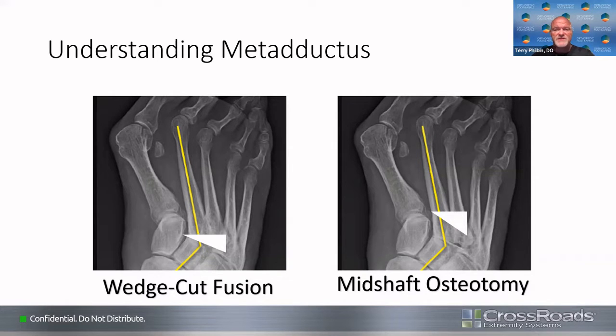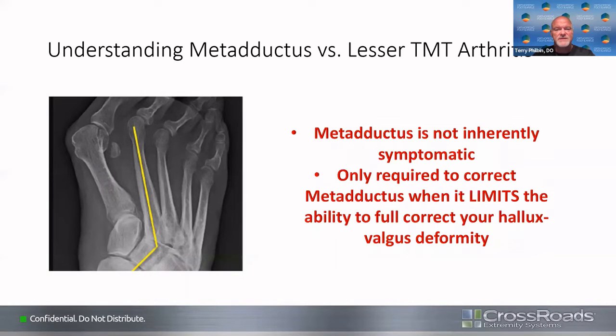One of the other things is a lot of times these patients are going to have lesser MTP pathology, and having that bone more straight is going to make it much easier to reconstruct anything that you might be doing with the lesser metatarsals at the MTP joint.